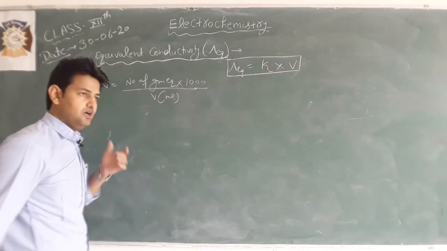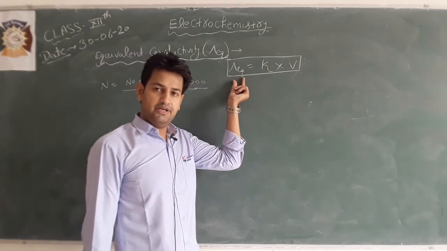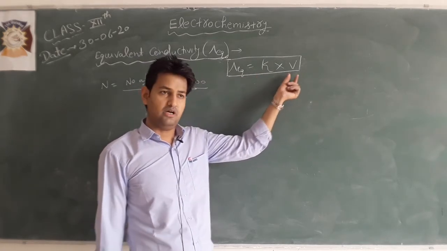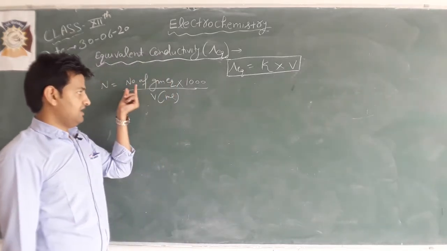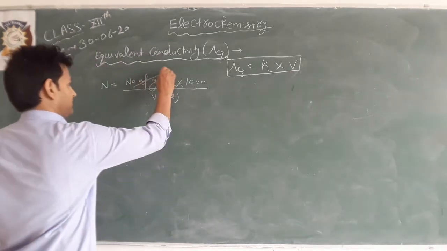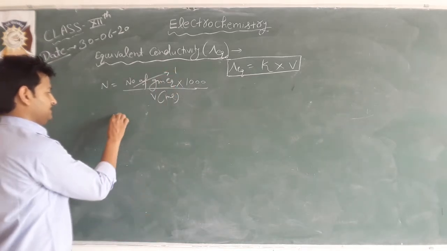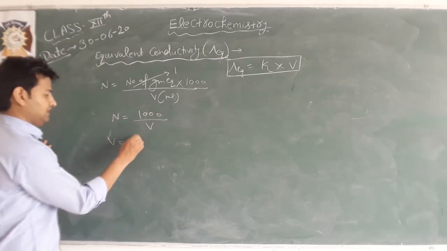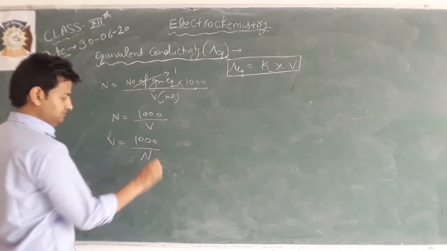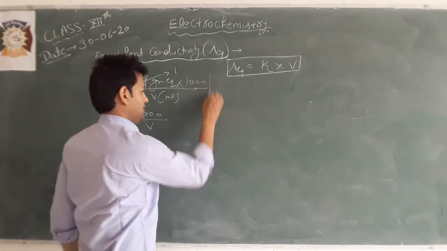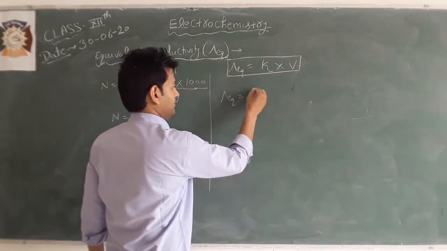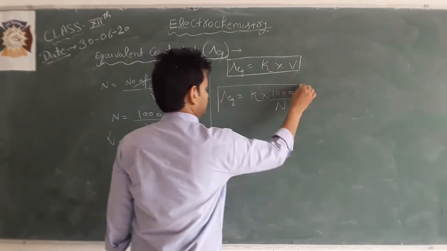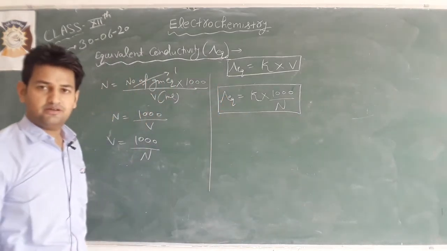It is similar to molar conductivity, where we take the volume containing 1 mole of electrolyte. Here it is 1 gram equivalent. So here the number of gram equivalent is equal to 1. So we can say that normality is equal to 1000 by V, or V is equal to 1000 by N. So we can put it here, and our equivalent conductivity will come out to be kappa into 1000 by N. This is the relation to find the equivalent conductivity.